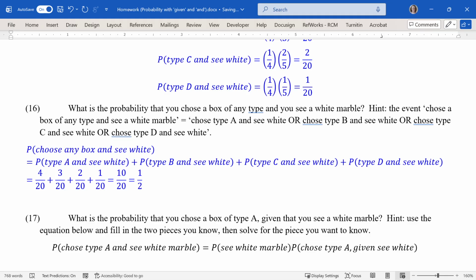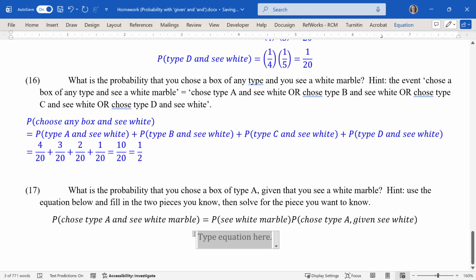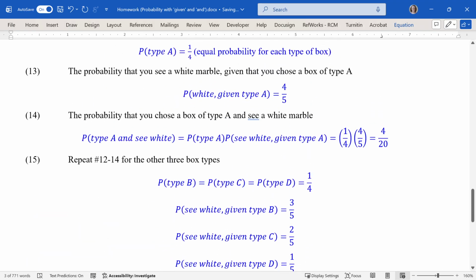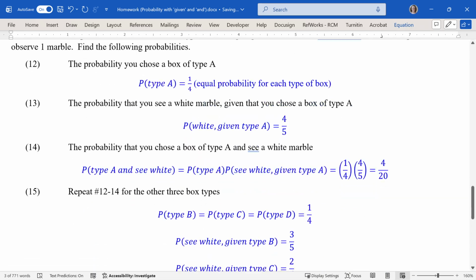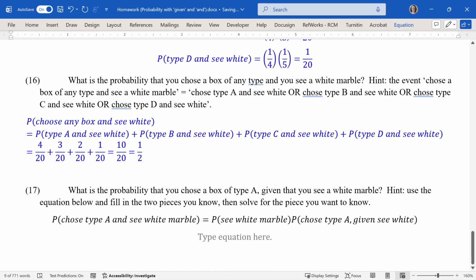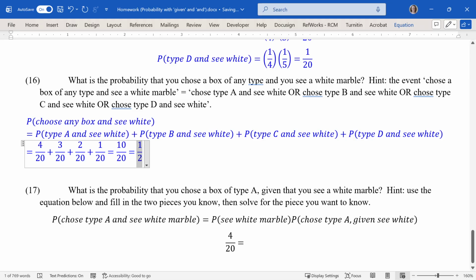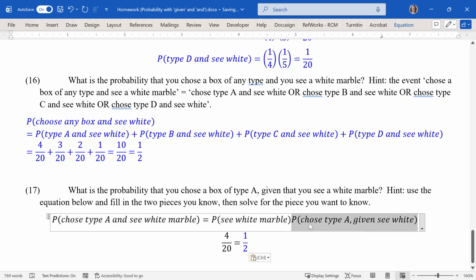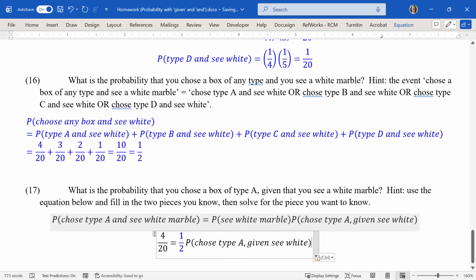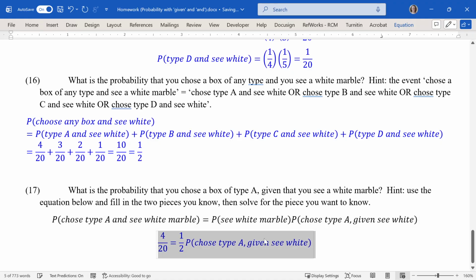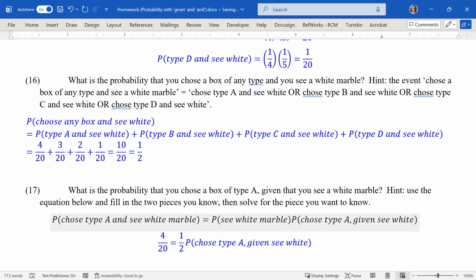Okay, so we're going to fill in these two pieces of information. So the probability that you chose type A and you see the white marble, that is number 14, 4 out of 20. Okay, and then the probability that you see a white marble when you don't know what box type you chose, that's what we calculated in number 16, so that's 1/2. And then the thing that we want to solve for is this second part here, probability that you chose type A, given that you see a white marble. And very exciting now, we can actually calculate this.